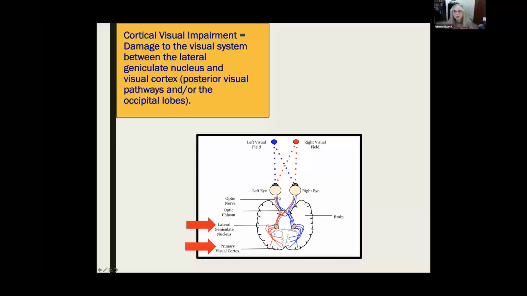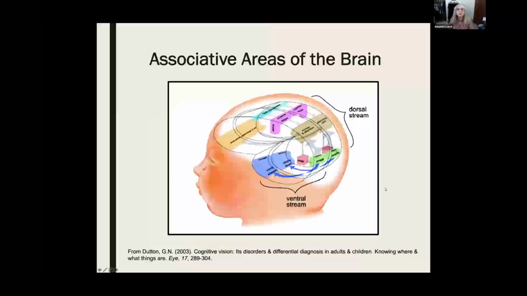Here are the eyes. Here are the networks going from the eyes to the brain. And they go through a little place called the lateral geniculate nucleus. And it was thought that problems with cerebral cortical visual impairment came about with issues from the lateral geniculate nucleus to the primary visual cortex. But lots of research has occurred since all those initial understandings of cortical visual impairment.